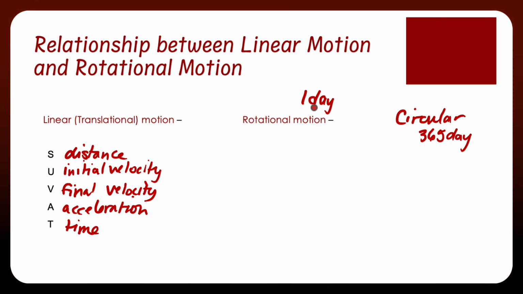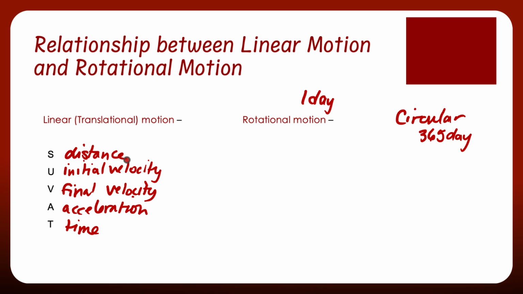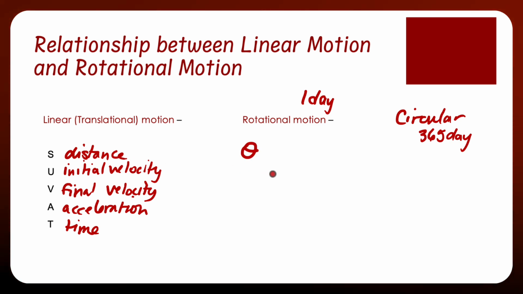Now, in rotational motion, I'm not really interested in the distance traveled because I keep going around and around. What I am interested in is the radians that it goes through, or I could turn that into degrees if I want. So we're talking about the angular change. And instead of velocity, I'm now interested in its angular velocity, sometimes also called angular frequency. I'm going to use the letter omega with an i for initial.